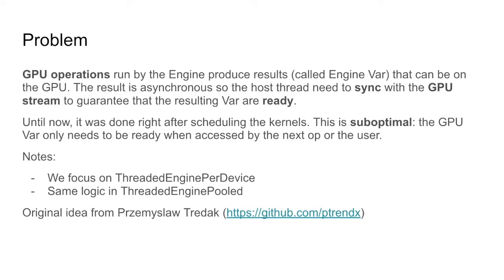So the existing dependency engine efficiently tracks the dependency of variables between the operators. However, due to the synchronous nature of the GPU ops, the engine needs to ensure that all the kernels were fully executed before marking the resulting variables ready. This leads to a host device synchronization at the end of each op, blocking the CPU thread. As you may have guessed, this is suboptimal, as it prevents the host thread from running the next operators. Actually, we need to sync only when the variables are required by another operator or by the user.